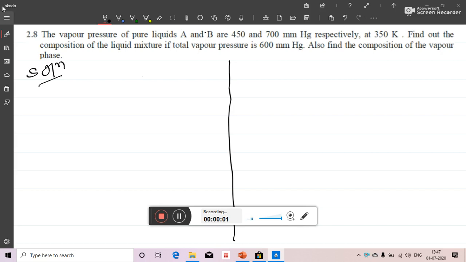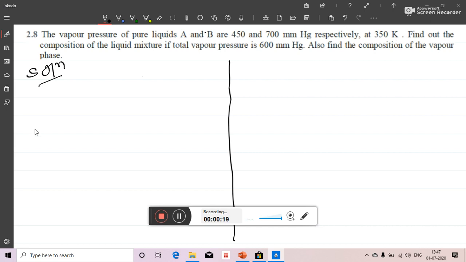Question number 2.8. The vapor pressure of pure liquids A and B are 450 and 700 millimeter mercury respectively at 350 Kelvin.